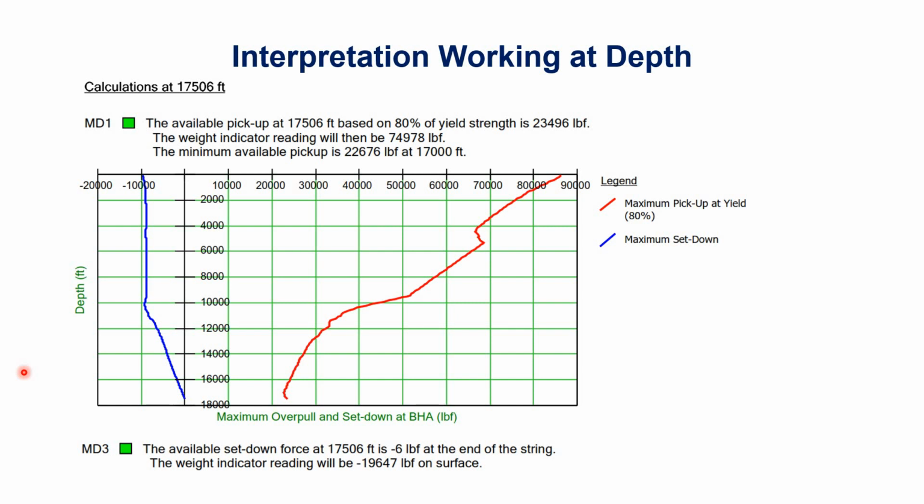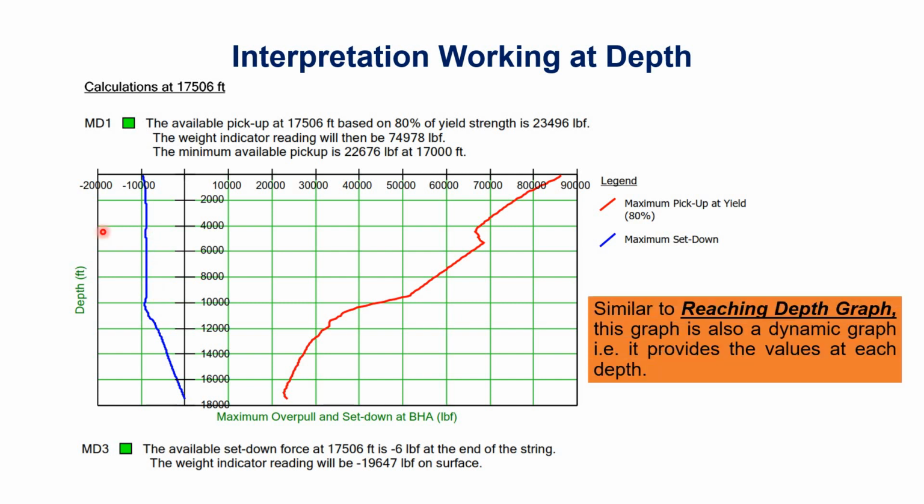So simply, just to summarize, this is the overpull graph and this is the slack off graph. These are our limits. We cannot exceed this red line and we also cannot exceed this blue line. For overpull we cannot exceed this red line, and for slack off we cannot exceed this blue line.